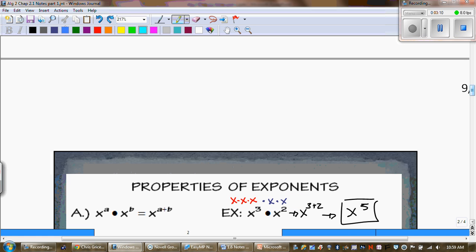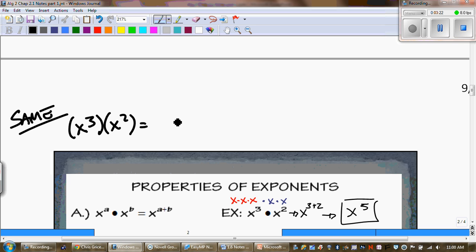Now, that is the exact same thing. So this is the same x to the 3 times x squared. Okay? Even though we have parentheses, that still means multiplication. Okay? So that's the same as right there.